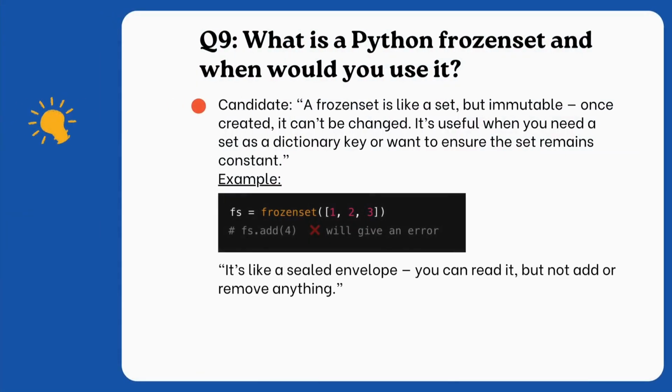What is a Python frozen set, and when would you use it? A frozen set is like a set, but immutable. Once created, it can't be changed. It's useful when you need a set as a dictionary key or want to ensure the set remains constant. It's like a sealed envelope. You can read it, but not add or remove anything.